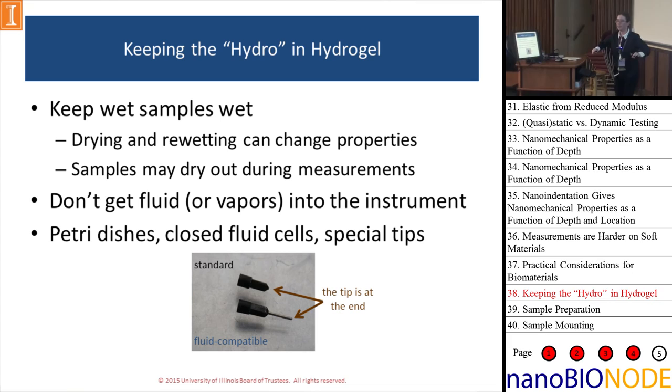Now, if you look closely at the end of this, this is my largest diamond tip. You can sort of see a little curvature there. That's a 100 micron radius conospherical diamond tip. There, you've seen a nano indenter tip.